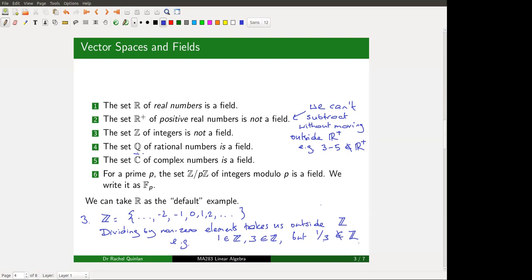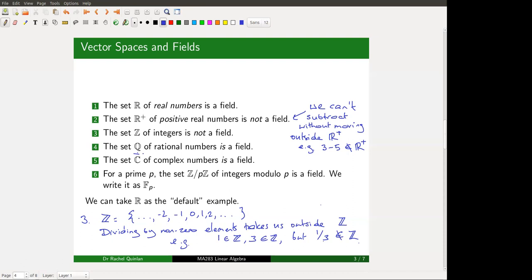The set C of complex numbers is a field. Okay, within the complex numbers, we can add, subtract, multiply and divide by non-zero elements without ever moving outside the set of complex numbers. And one last example, which we might mention from time to time, and there is a little bit more detail about this in section 1.1 of the lecture notes, which I encourage you to have a look at, is that if you take any prime number P, the set of integers modulo P is a field.